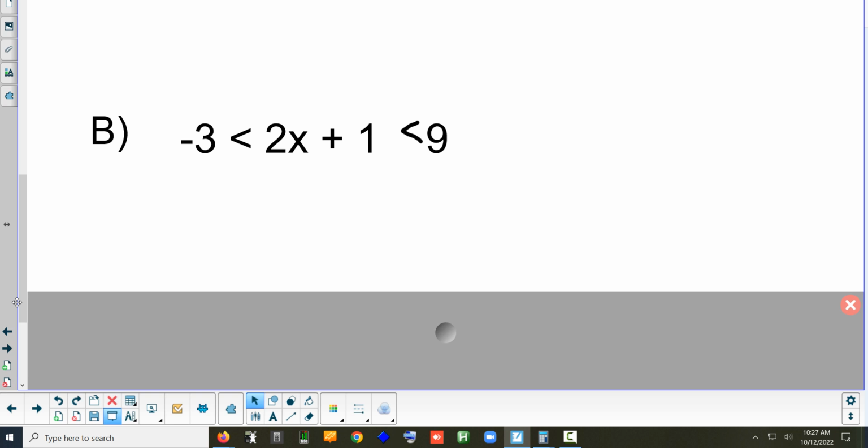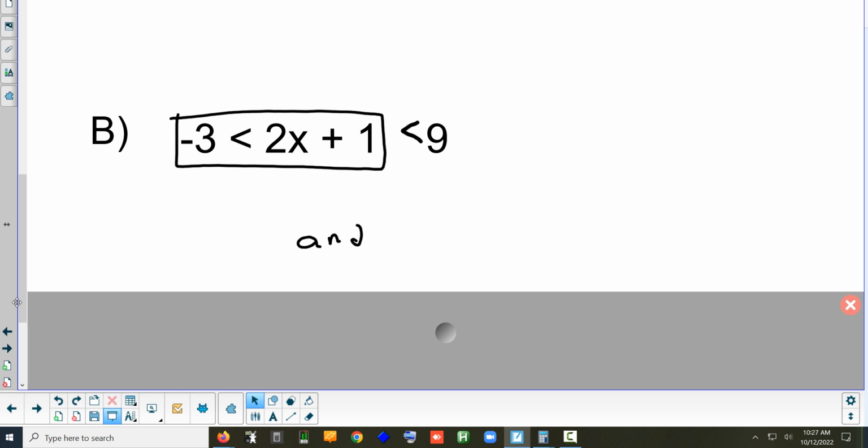What kind of statement is this? Even though they didn't write the word, it's invisible. Yeah? And. What is it? And. This is an and. My advice would be to take this and write it the long way. How do you do that? Put a box around that. That's going to be one of the things that we have to solve. And then put a box around this. That's the other one. The middle is in both.